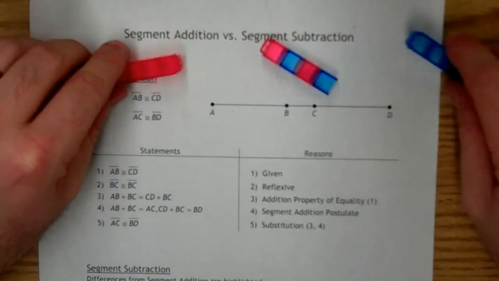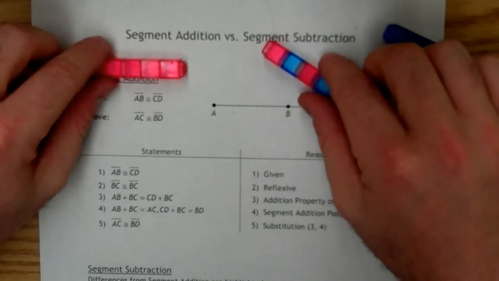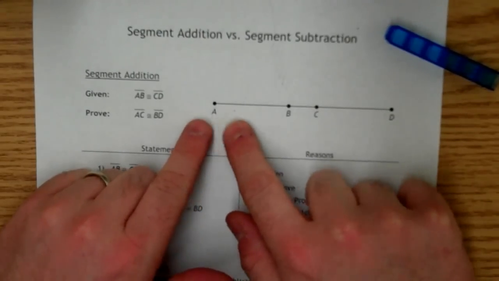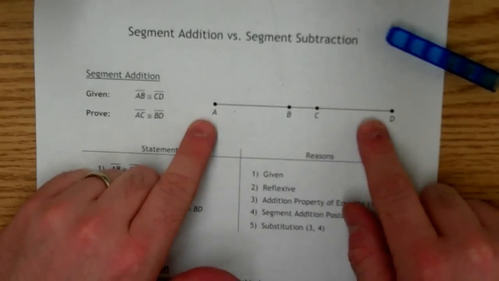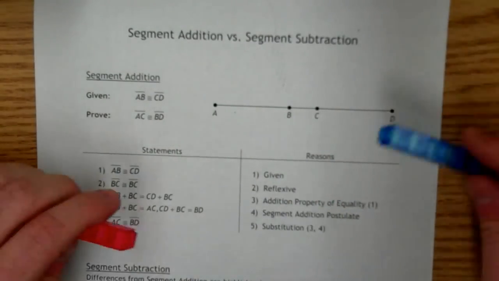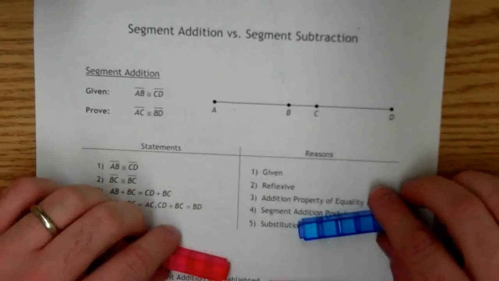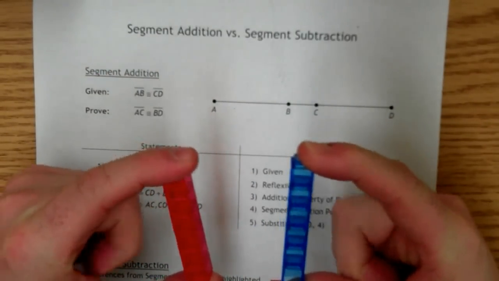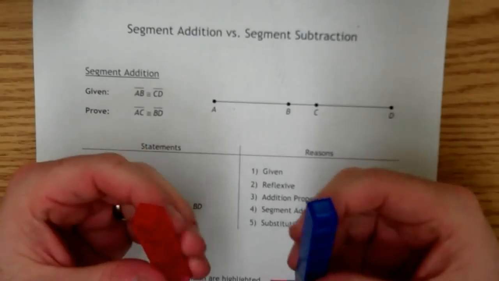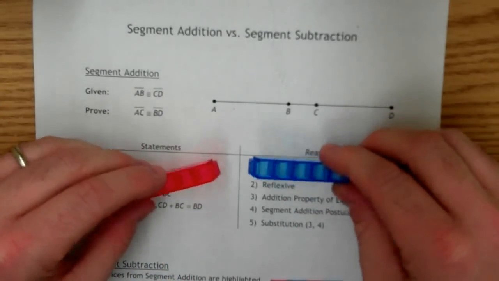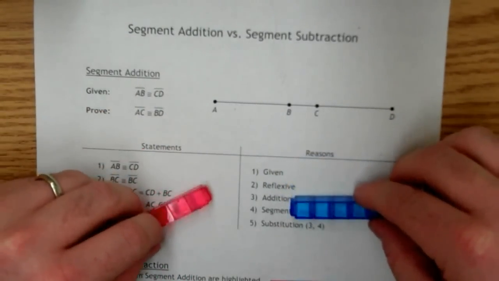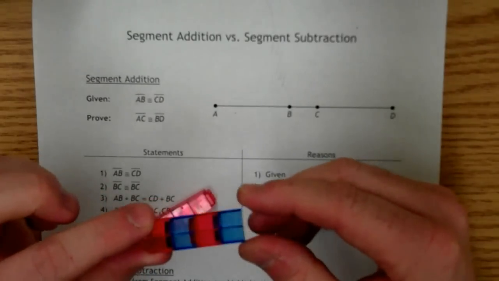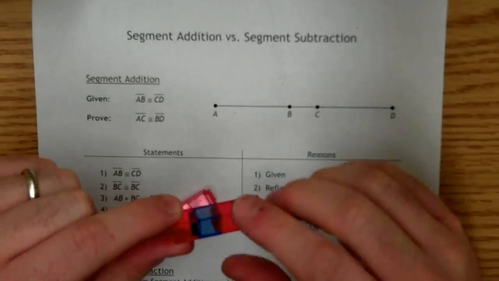As you can see, I've got three segments here, and I want to use them as a visual representation of this picture right here, where I have a large segment AD broken up into three smaller segments. In my given, I'm told that AB is congruent to CD, and I've modeled that with these two segments right here. They're both 6 units long, so we can say that they're congruent. It's nice that they're separate colors so that you can keep them distinguished from each other. And then I've got BC in the middle, and I've mixed the blue and the red to represent the BC part, which is in the middle.